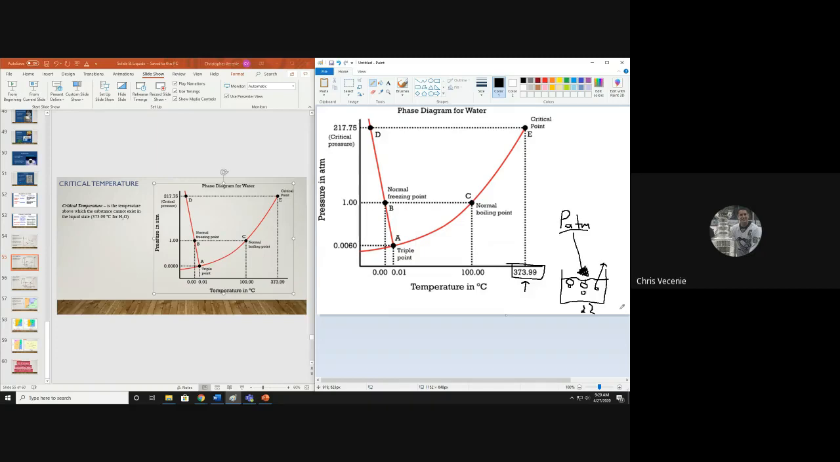But the moment I get past that 373, these guys will all possess enough energy to overcome any amount of pressure, right? No matter what. I could put 1,000 atmospheres of pressure down and 374 degrees Celsius. It will not matter. The substance is going to vaporize.